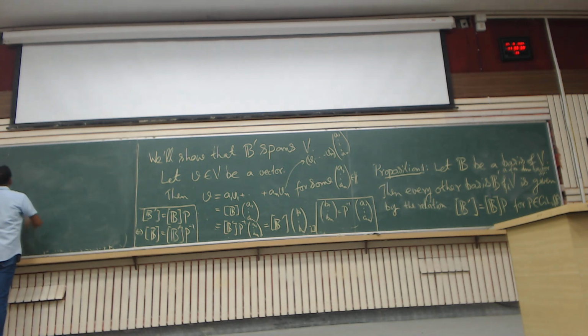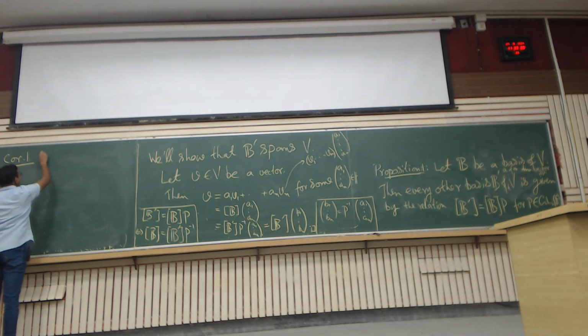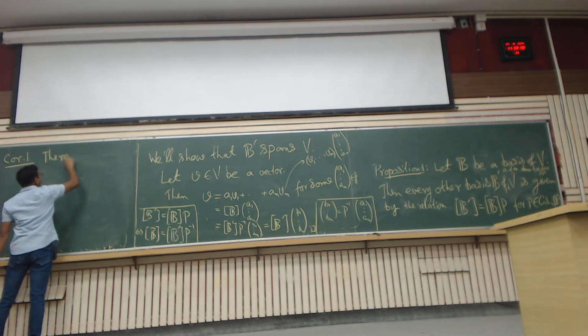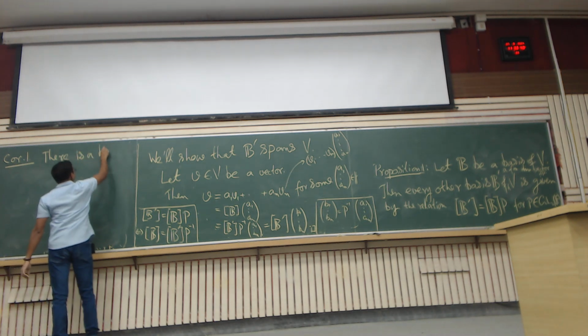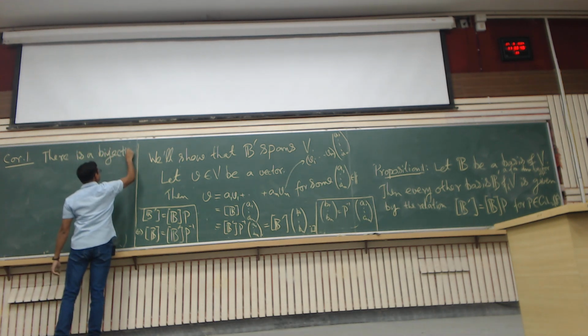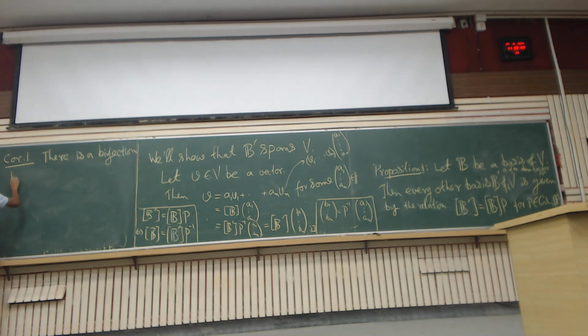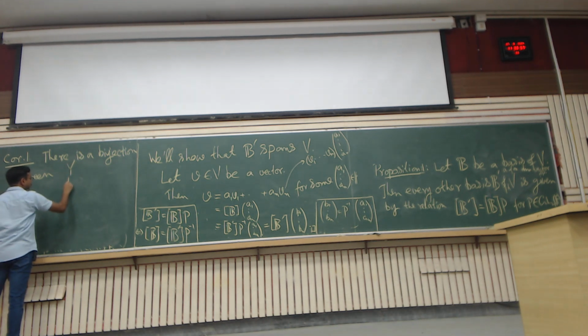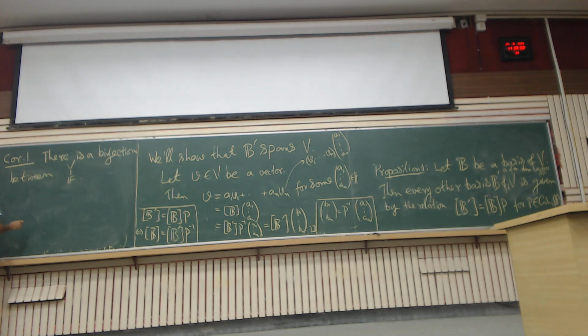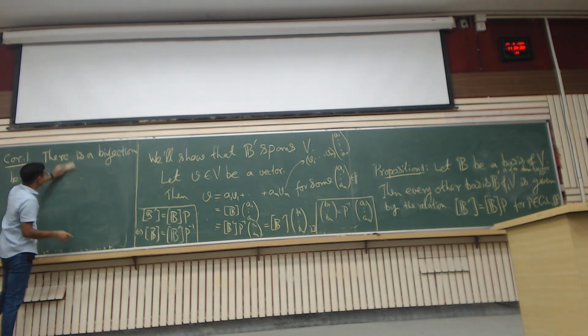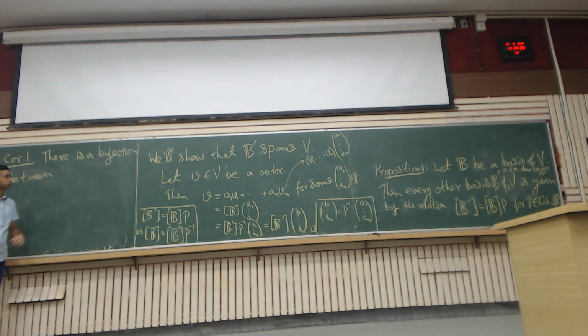So now we are writing down a corollary. Corollary 1: there exists a bijection between the set of bases of V, where V is some finite dimensional vector space over some field F, and I should not write it here. It's implied. We are carrying it from the previous portion. It's a corollary of the previous portion.